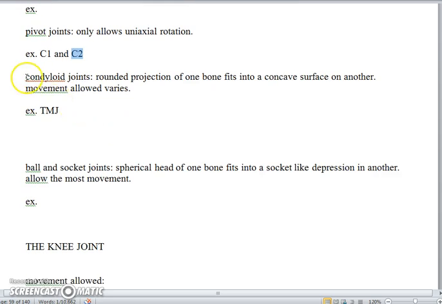All right, condyloid joints have condyles in them. A condyle is a rounded projection on one bone that fits into a concave surface on the other. And here I put the TMJ, which is the temporomandibular joint. If you want to write it down, temporomandibular joint, so the joint between the temporal bone and the mandible.